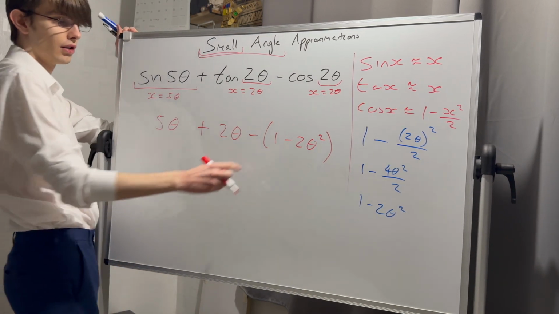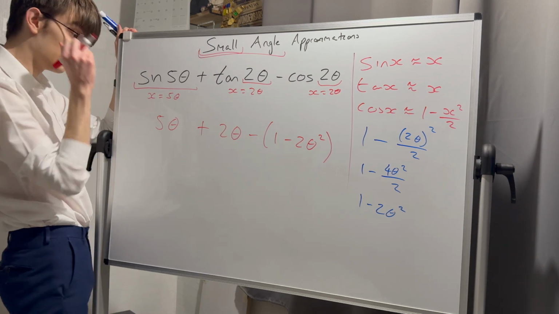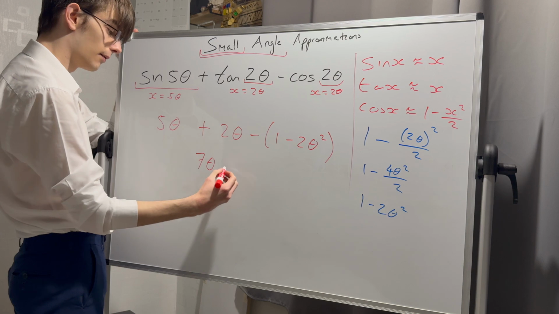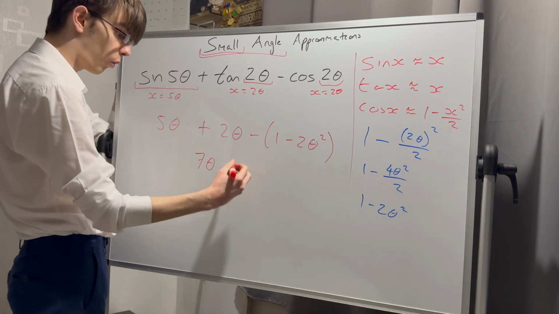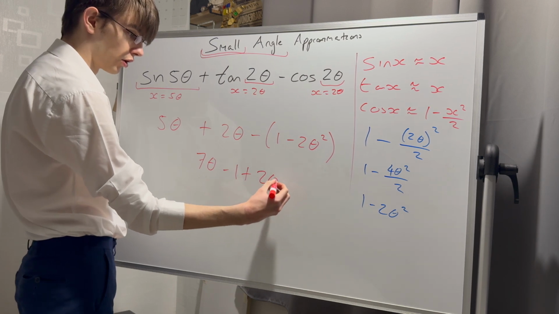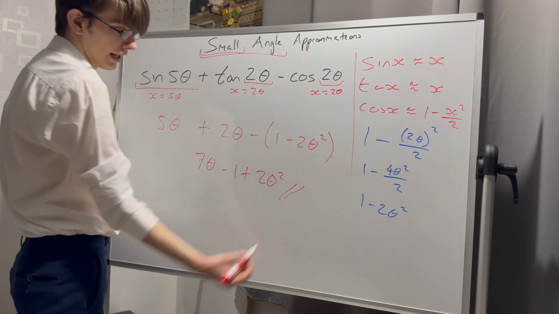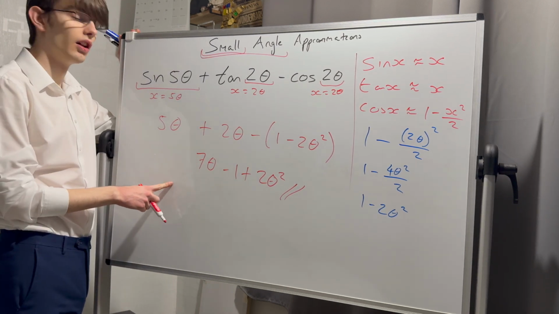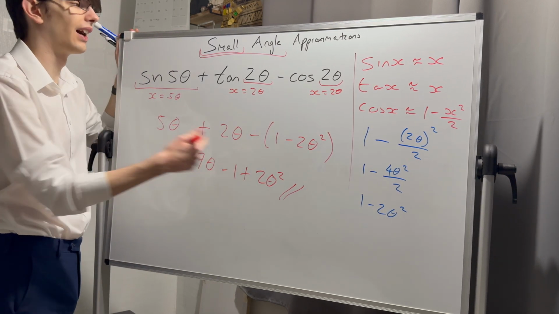Putting this all together, making sure I flip these signs properly, I get 5 theta plus 2 theta is 7 theta, minus 1 minus, so plus 2 theta squared. And out of this, I've got a much simpler equation just involving theta that I can probably solve quadratically and get my values.